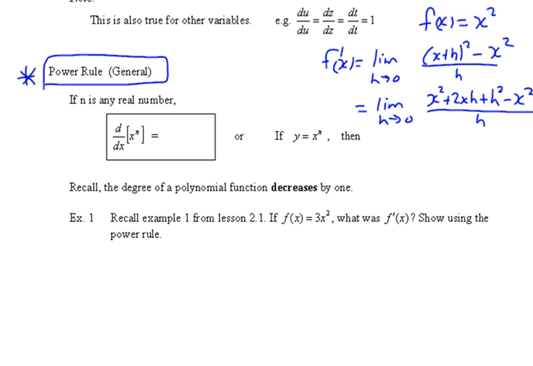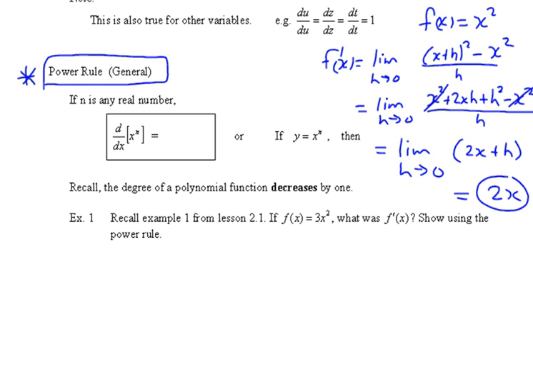What's going to cancel in that numerator? X squared. Will the h divide into the remaining terms? Yes. So h divides in here, giving us 2x plus h. But we're allowing h to go to 0, aren't we? So doing it by substitution, our derivative of x squared is what? 2x.